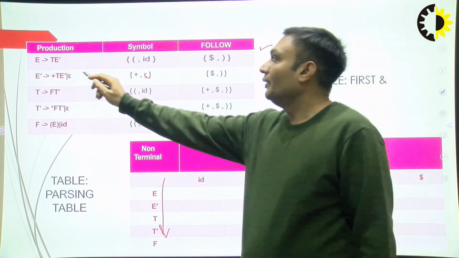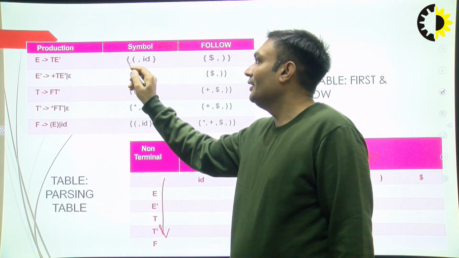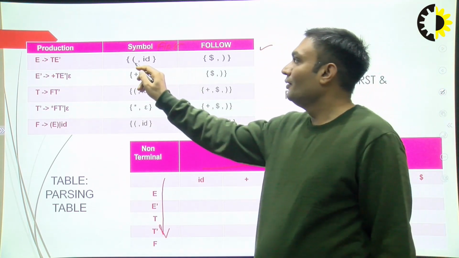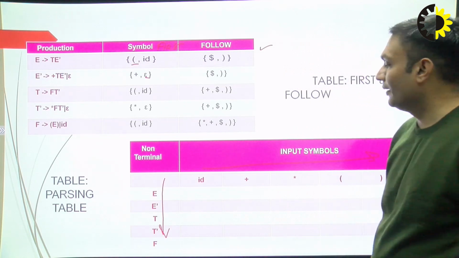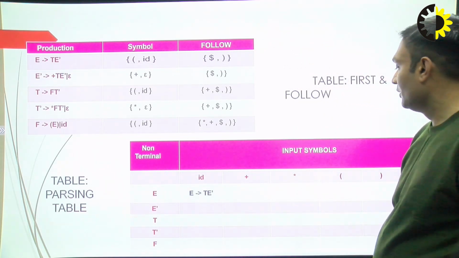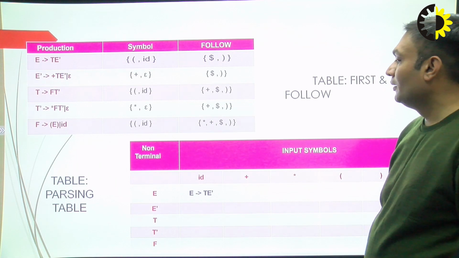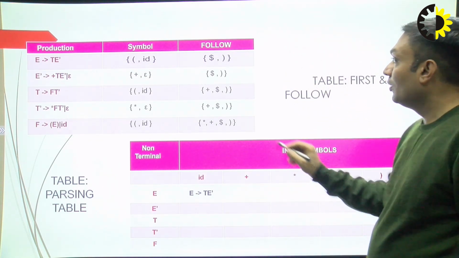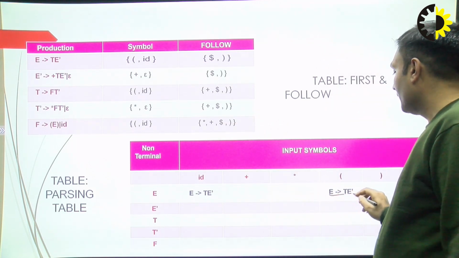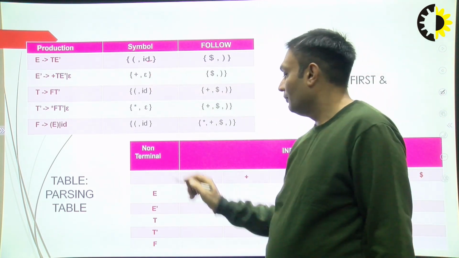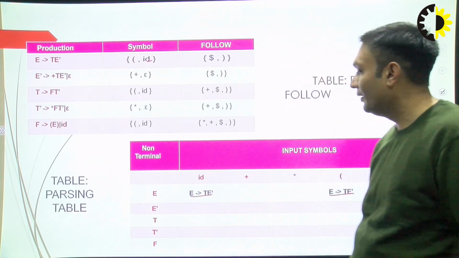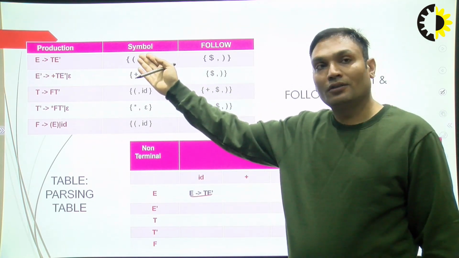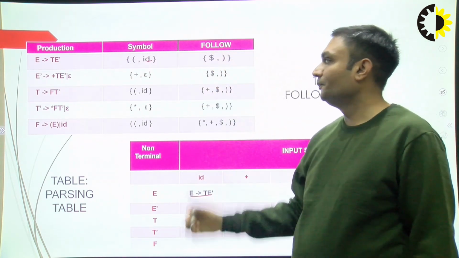So, E to T E dash. We will see the first: open bracket and ID. At both places we will write the rule E to T E dash. There is no epsilon in this first, so we will not see this follow.